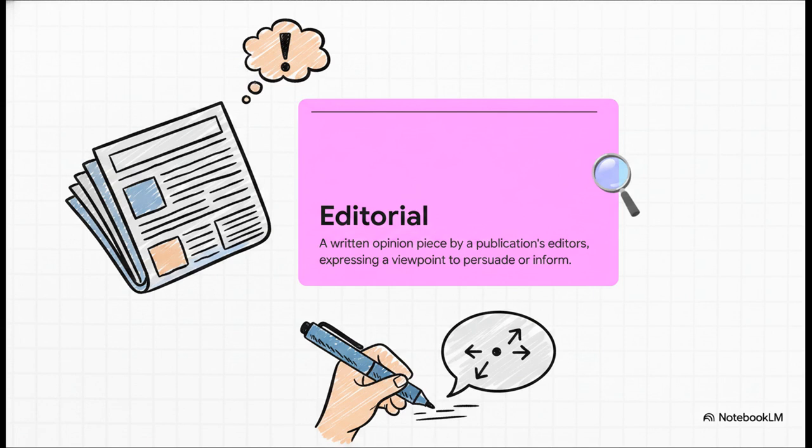Well, our sources define it pretty clearly. An editorial is a written opinion piece by a publication's editors or its editorial board. Its main job? Expressing a specific viewpoint on a current issue to either persuade or inform the reader. When you sit down to write one, you're basically stepping right into the shoes of an editor, writing for everyday people about something that deeply matters right now.